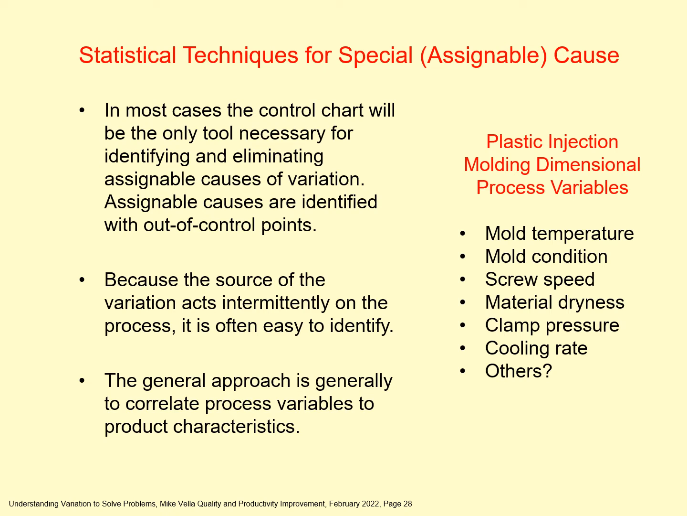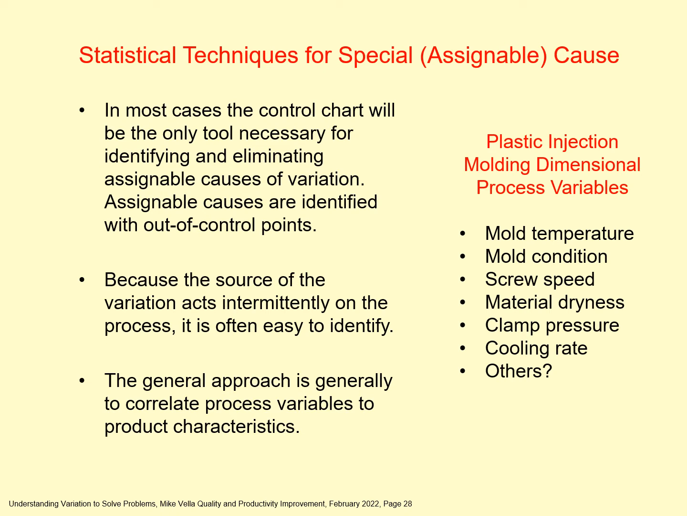So in most cases, the control chart will be the only tool necessary for identifying and eliminating assignable causes of variation. Assignable causes are identified as out of control points, back to the three ways to identify out of control conditions. Because the source of variation is intermittent in the process, it's often easy to identify. The general approach is to correlate process variables to product characteristics.